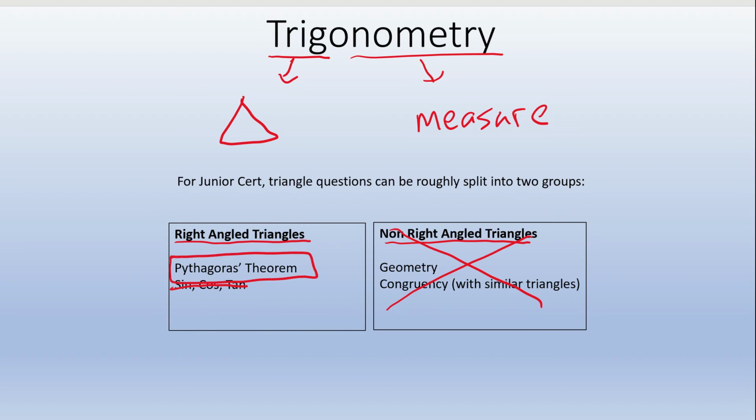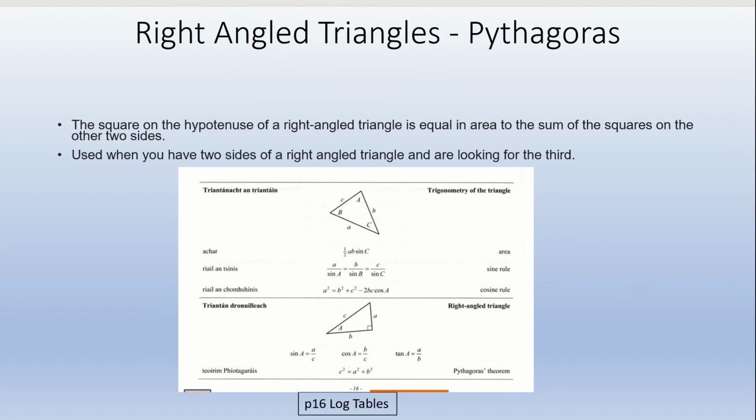In your log tables, page 16 is what we're going to be focused on. If we have a look at what part of page 16 in your log tables we're going to be focusing on, it's the very last line there at the very end. It's that one there. And that tells us what Pythagoras' Theorem actually is.